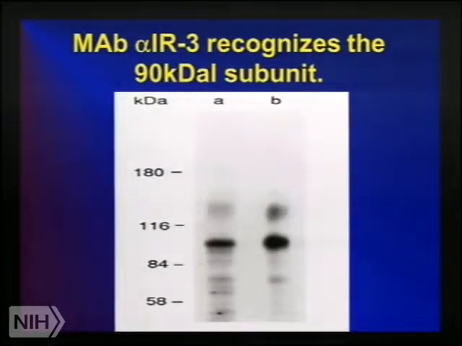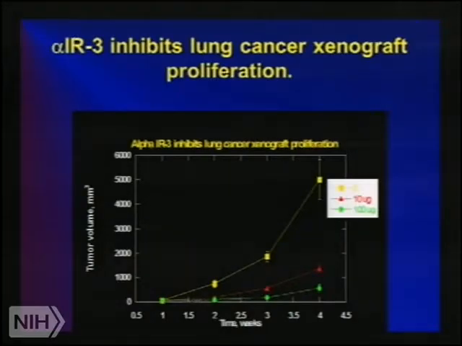So we had an antibody then to the IGF-1 receptor called alpha IR3, and it bound to the binding subunit, the 90 kilodalton protein subunit. And this alpha IR3 functioned as a physiological antagonist. When we added the antibody then, the xenograft growth in nude mice was reduced by about 80 to 90%.